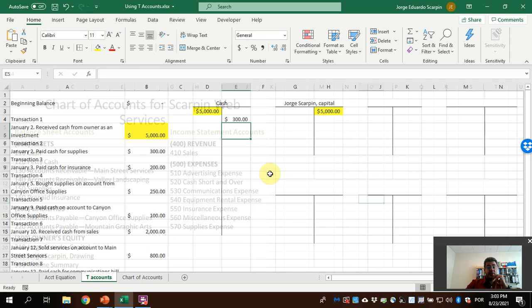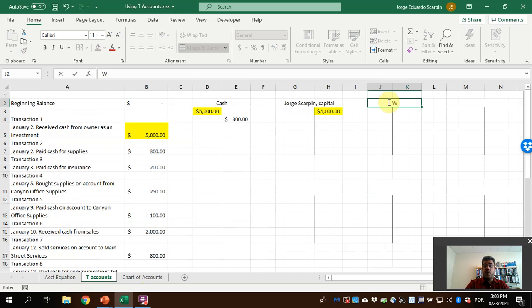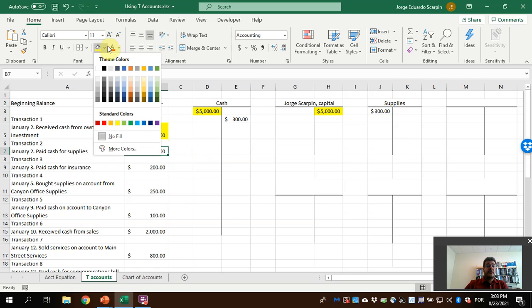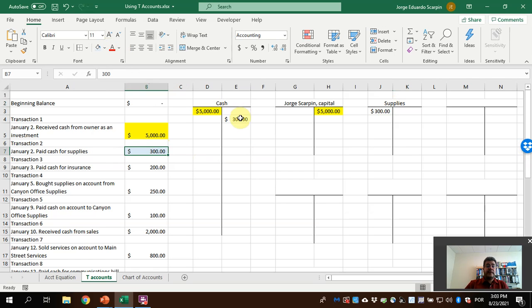Supplies. And your instructor will always provide you a chart of accounts, or you can name it with the name you want, but usually they will provide you the chart of accounts. So also 300. Let's use this light blue here for our second transaction.